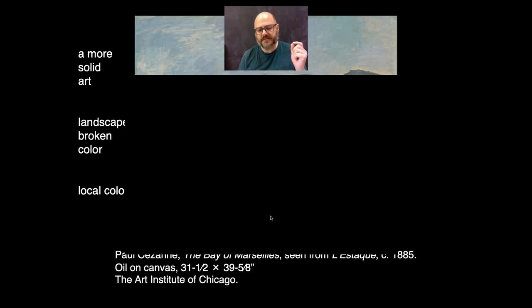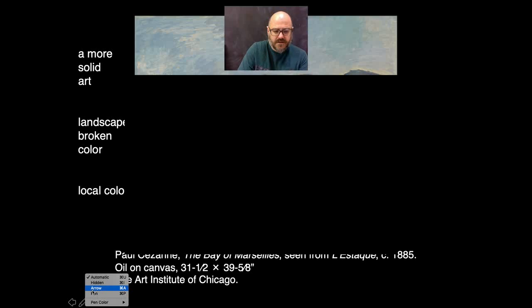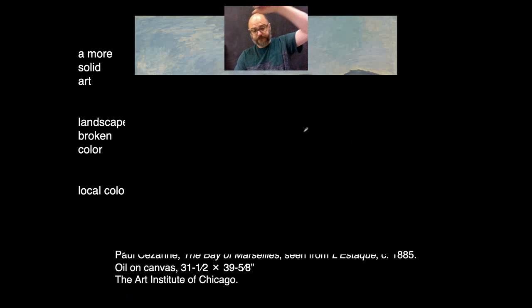Now, what Paul Cézanne does is he starts to do something different, which we can see here, and that is called broken color. Broken color is where you're adding additional colors that is more subjective, less worried about getting it right, and more worried about creating an effect. So he was trying to create a more solid art, and I think you can really see that in his work. For instance, you can really see broken color right here in the middle of this lake, which is the bay here. This is the Bay of Marseille.